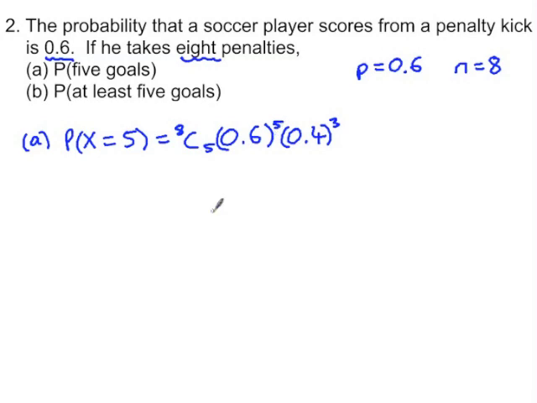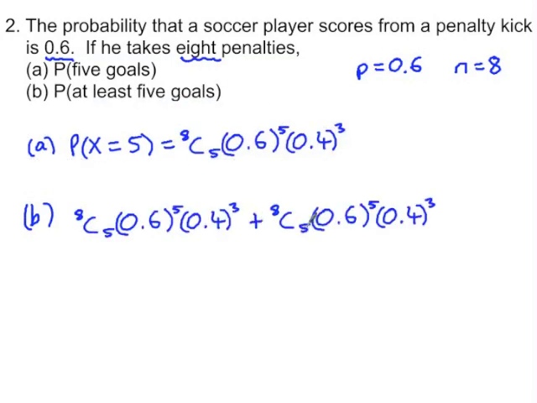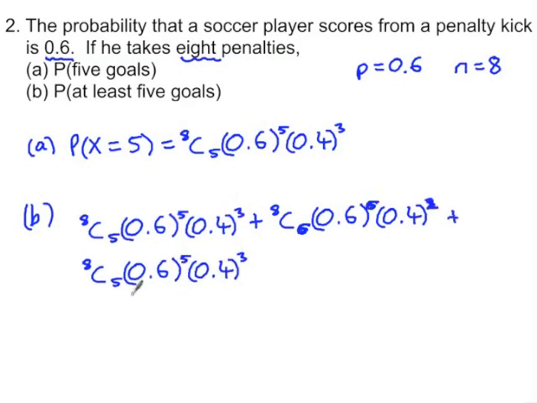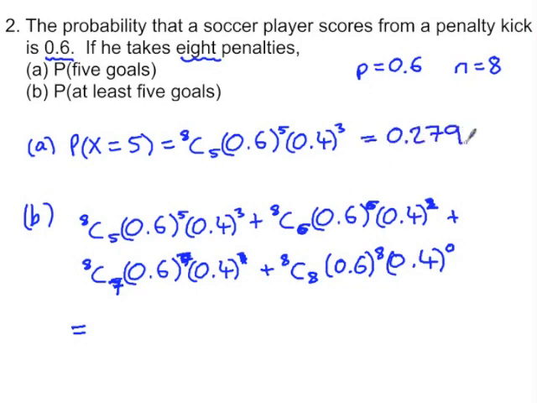8 minus 5. And the probability he'll score at least 5 goals means it could be 5 goals, or 6 goals, or 7 goals, or 8 goals. So we need to add up all of these probabilities together to find the probability he'll score at least 5 goals. And you should check on your calculator that you do agree with these values.